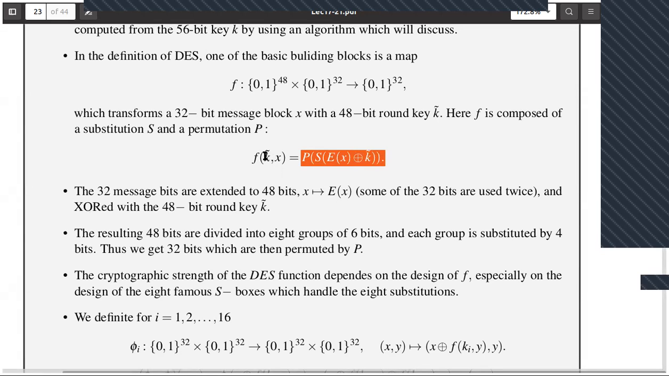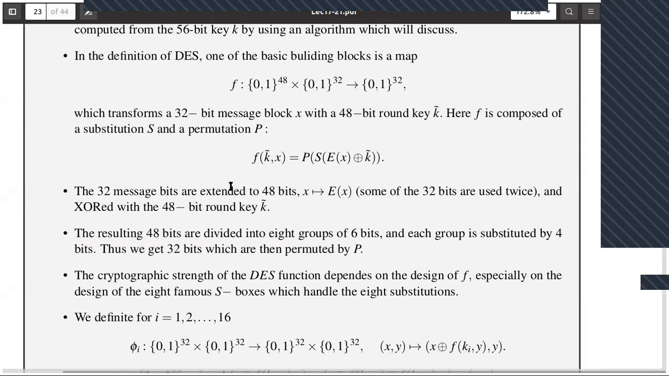What is this K bar? K bar comes from the given K by doing something, right? Yeah, that's what it is. So the 32 message bits are extended to 48, that is X goes to E(X), and then XORed with the 48-bit round key K bar. So like that it is done.